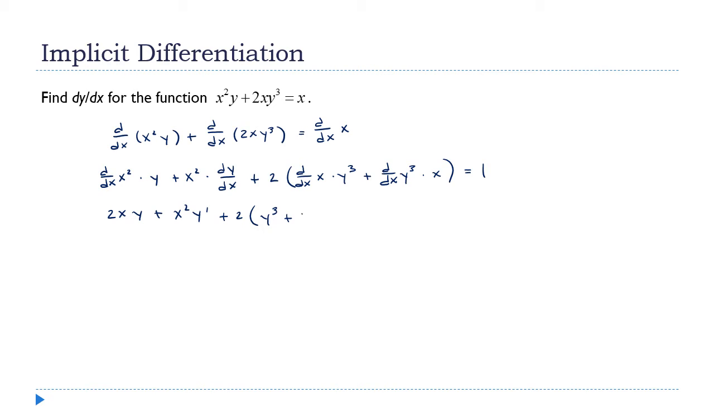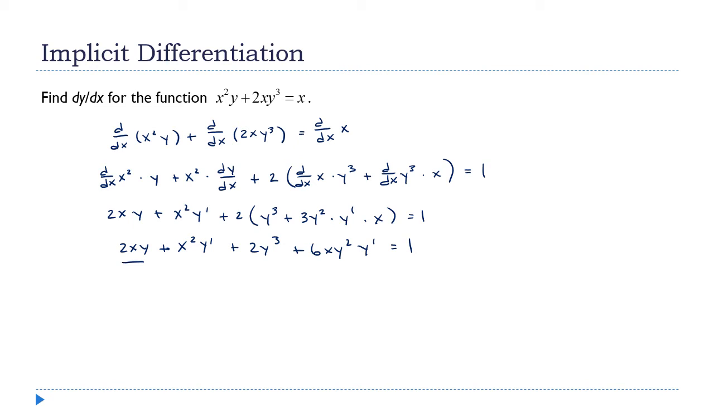So this is 3y squared times y prime times x equals 1. And that was just some cleanup, right? Just some algebra. I'm going to distribute the 2xy plus x squared y prime plus 2y cubed plus 6xy squared y prime equals 1.